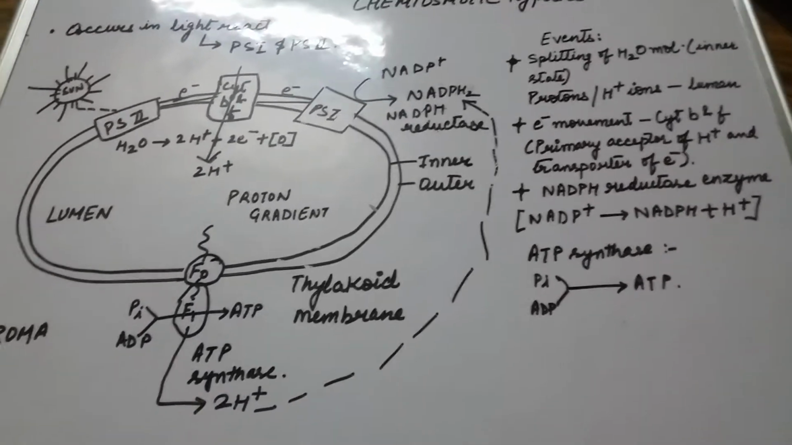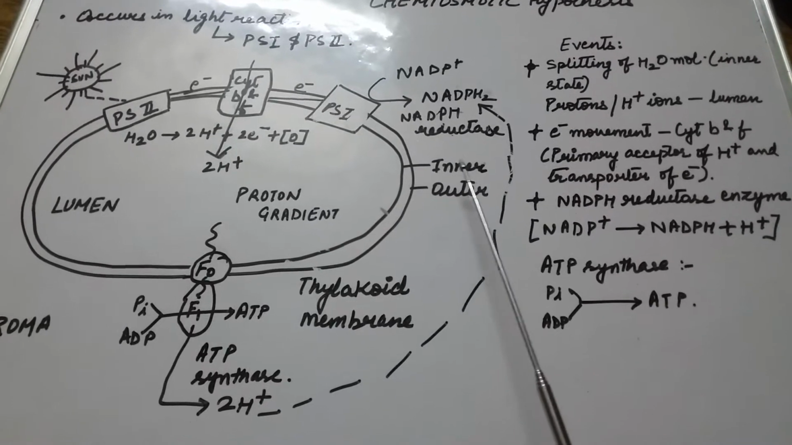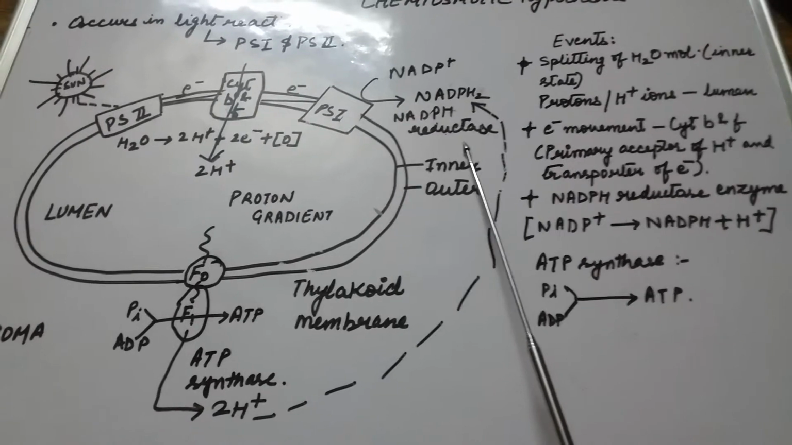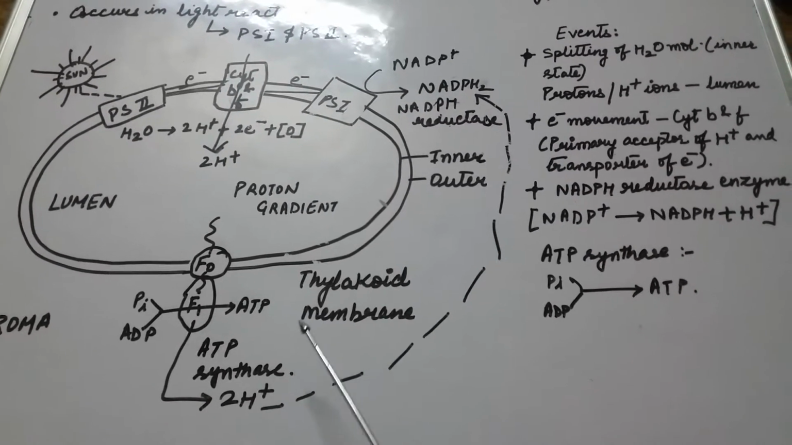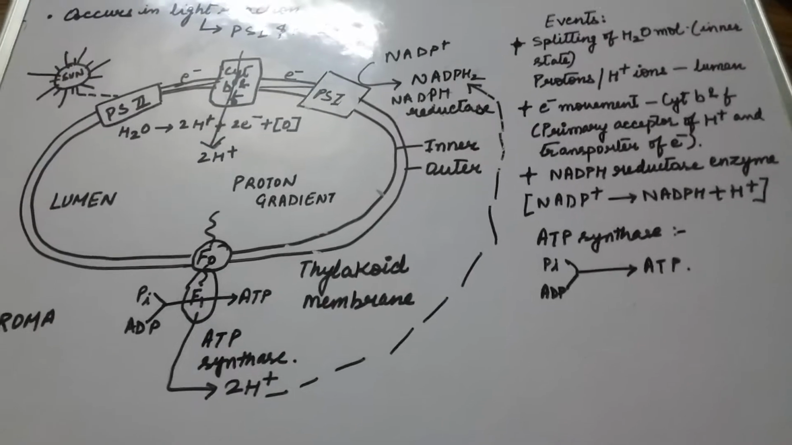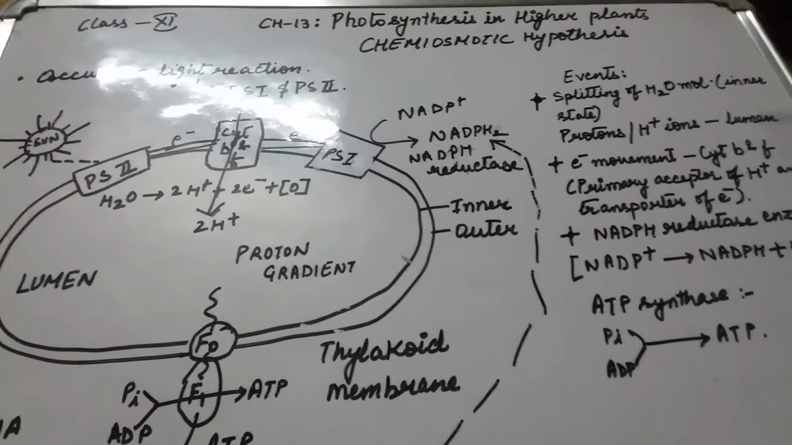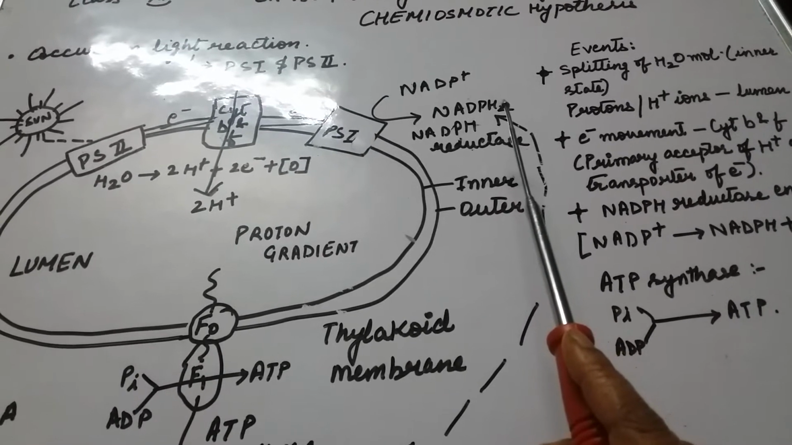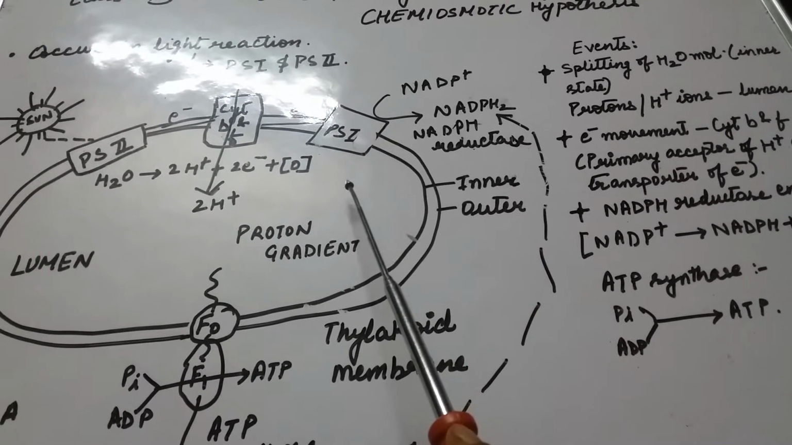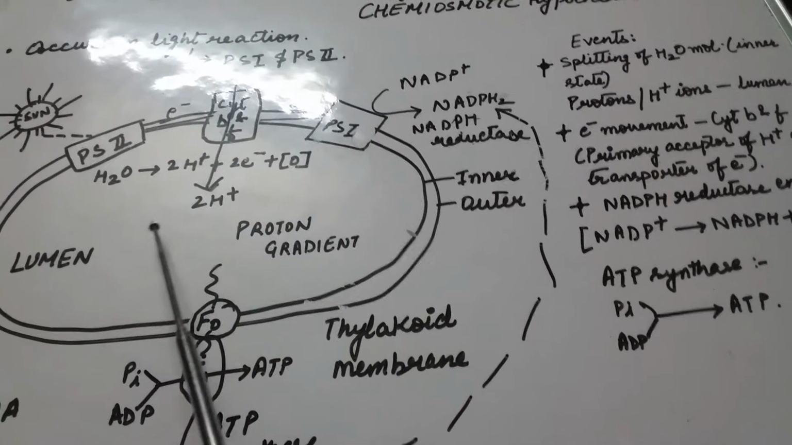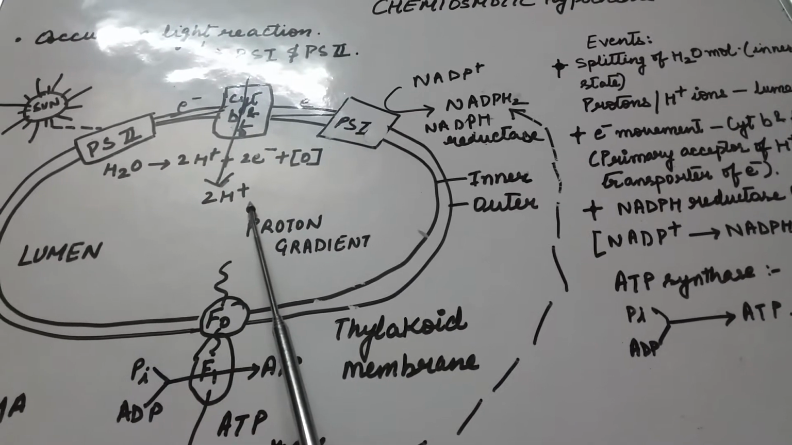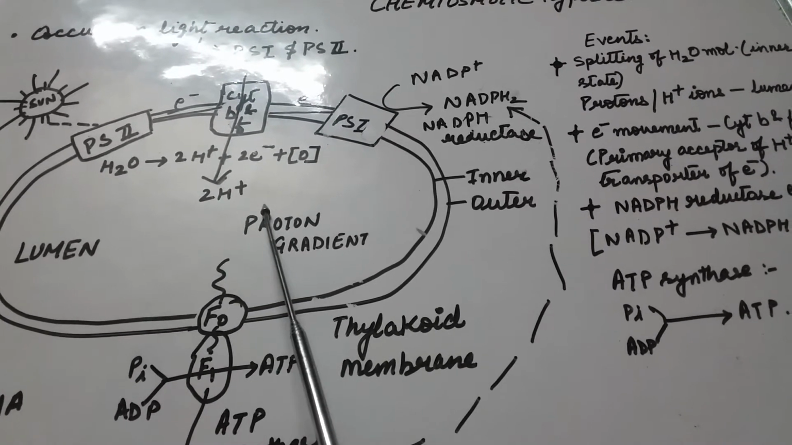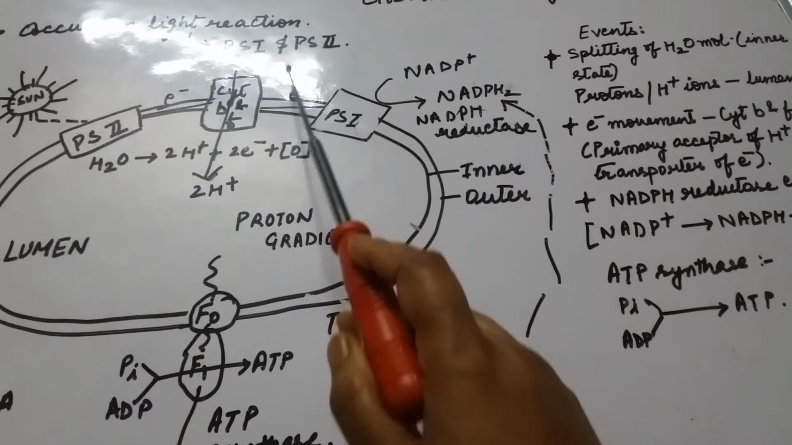Now, there are two enzymes involved in the chemiosmotic hypothesis. First is NADPH reductase and another one is ATP synthase. In this mechanism, ATP is synthesized in the chloroplast, and in photosynthesis, this synthesis of ATP is linked to the development of hydrogen ions, or H plus ions, which leads to the development of a proton gradient across a membrane from stroma to lumen.